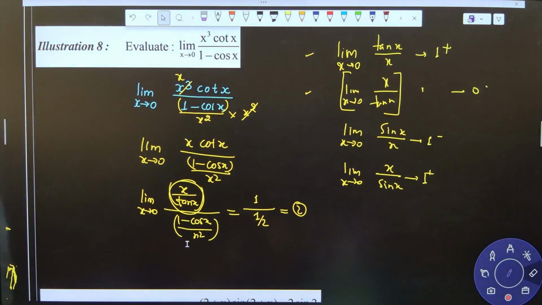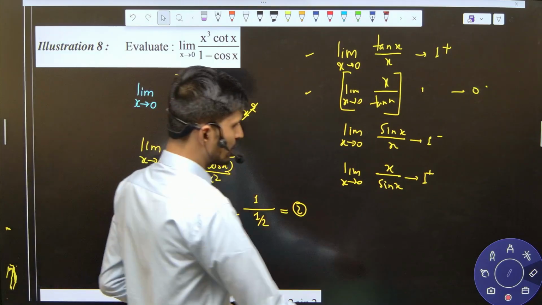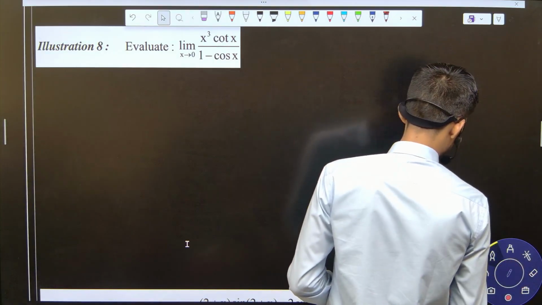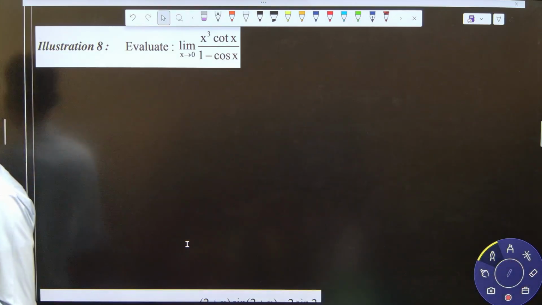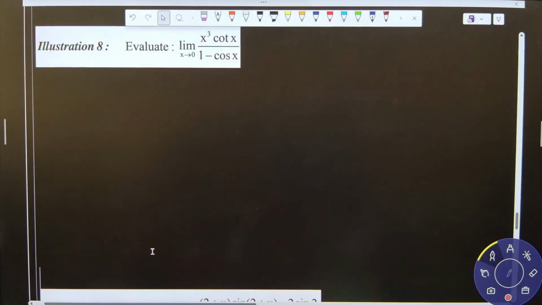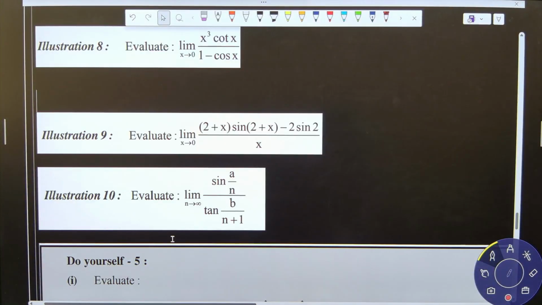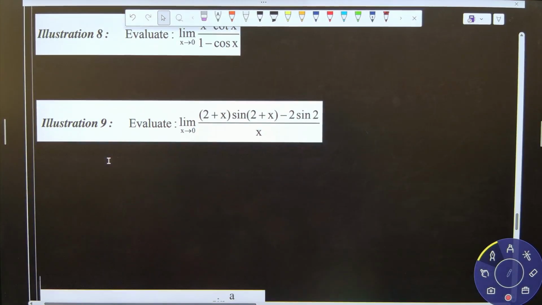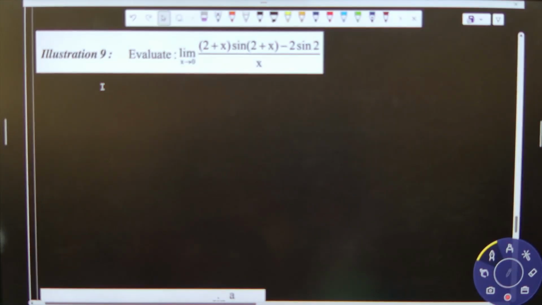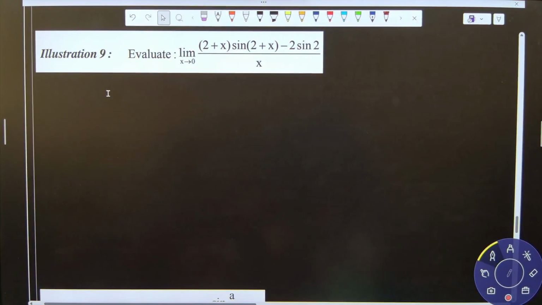Okay. Yes, yes. Now, let's move to the next question. You will try this question by yourself. Okay, let's go. Solve this question.